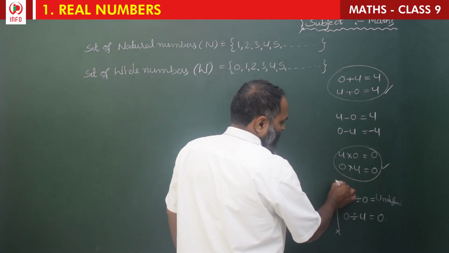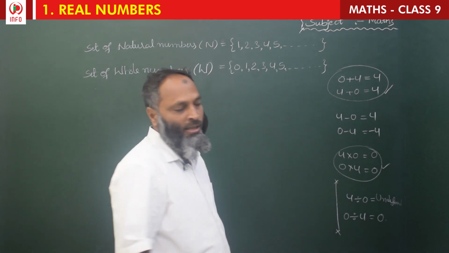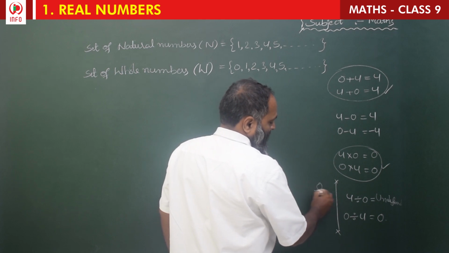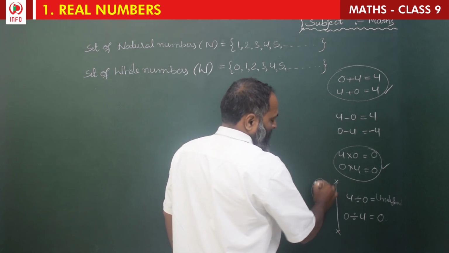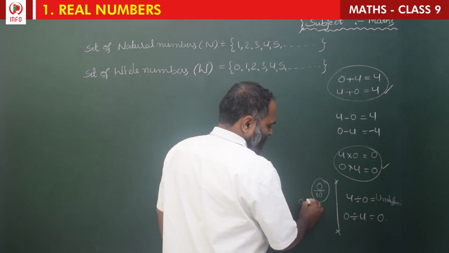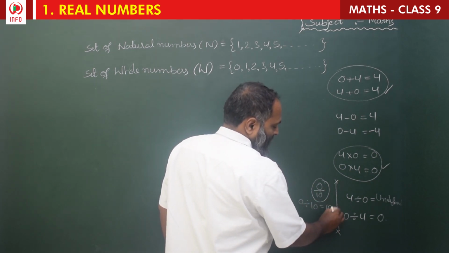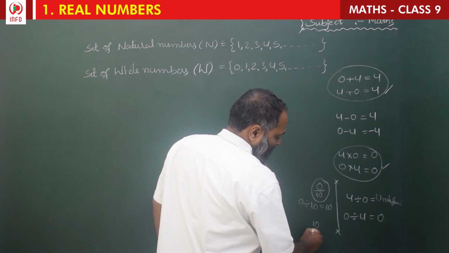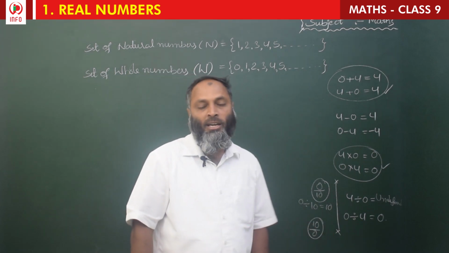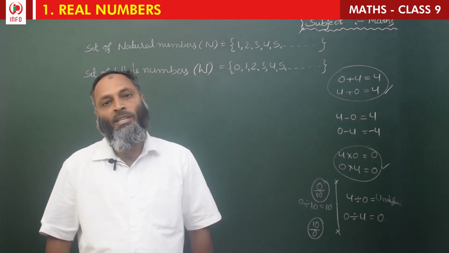Suppose your class test is for 10 marks. If a student got 0 marks, how to represent it? That is 0 divided by 10. So, 0 divided by 10 means he got 0 marks, that is 0 divided by 10 is 0. Suppose I take it like this, 10 divided by 0; for 0 marks the student got 10? Is it possible? No, it is not possible.